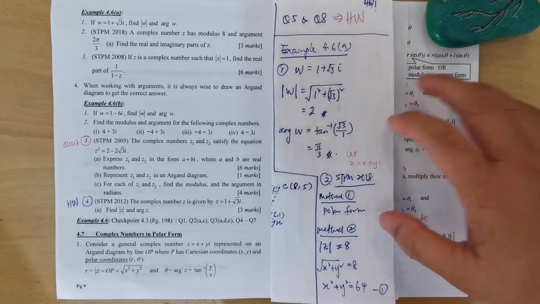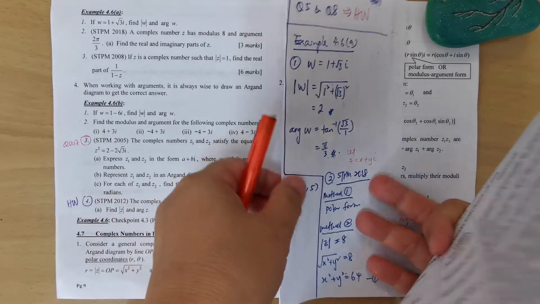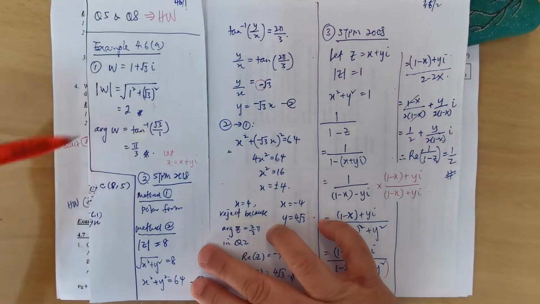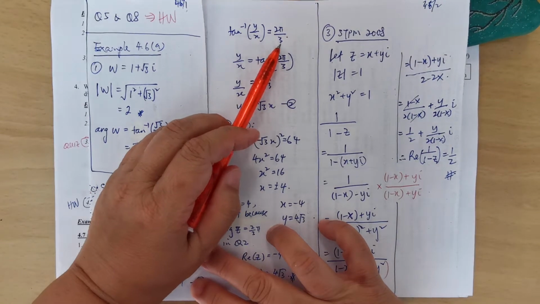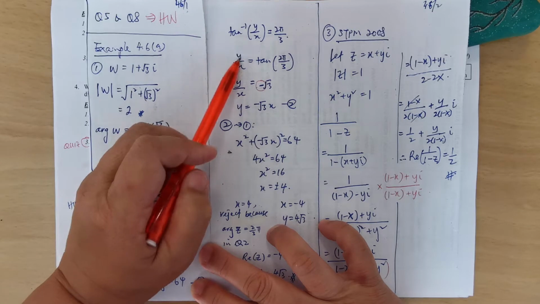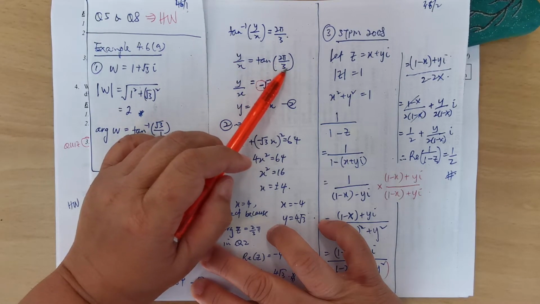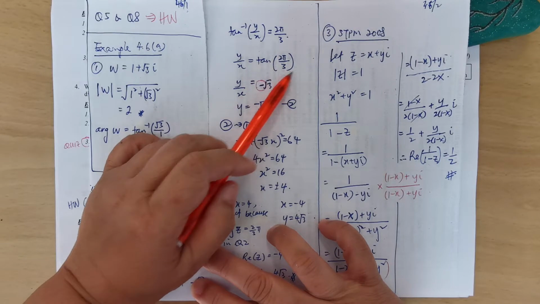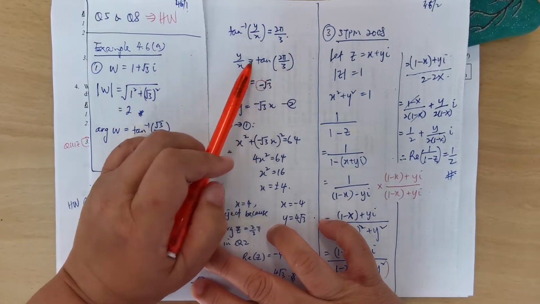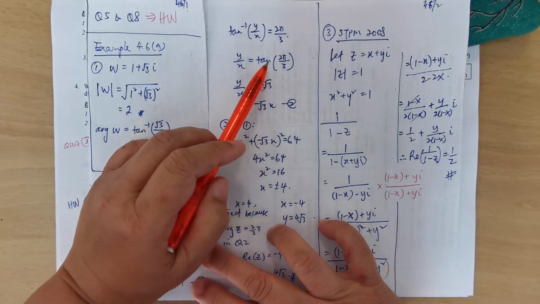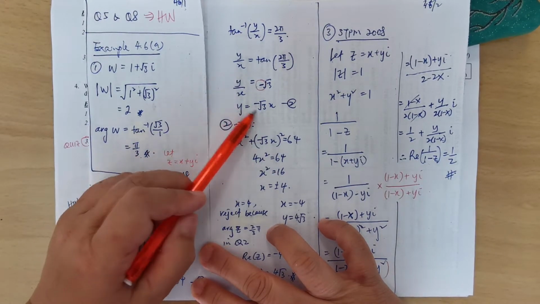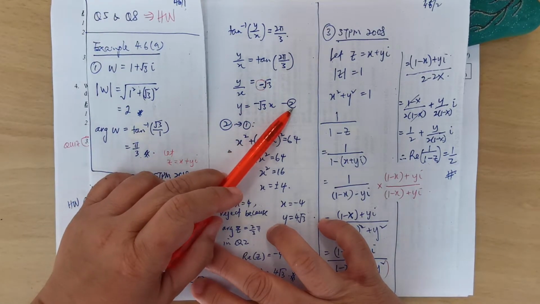Then after that we use the concept for argument. The question tells you that the argument is 2 over 3 pi, and the formula for argument is arctangent y over x. Therefore, y over x is tangent of 2 over 3 pi. 2 over 3 pi is 120 degrees. 120 degrees is in the second quadrant, remember? Therefore tangent is negative. Tangent 120 is negative square root 3. So I get y equals negative square root 3 x. I name it as equation 2.